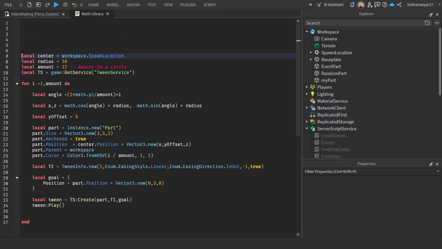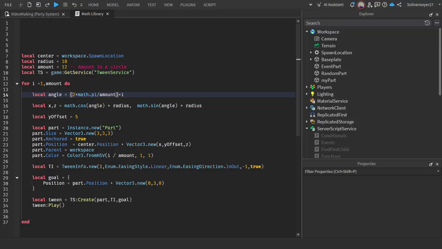So we know in a perfect circle, we have a radius. So our radius here is going to be 10. And the amount of circles or parts I want to make, I'm going to use 12, and I'm going to for loop it. Now the angle between each circle is going to be 2 times math.pi.